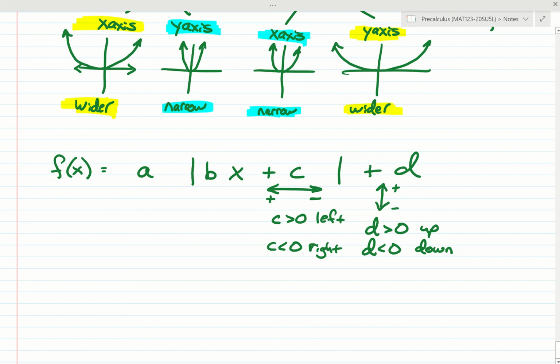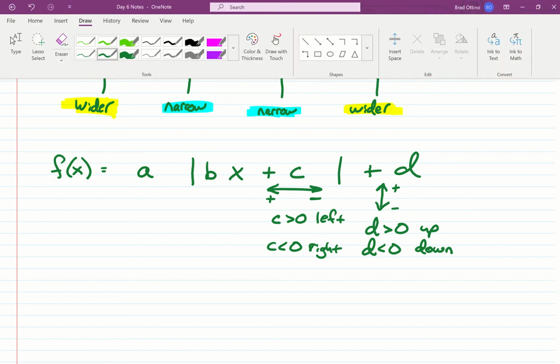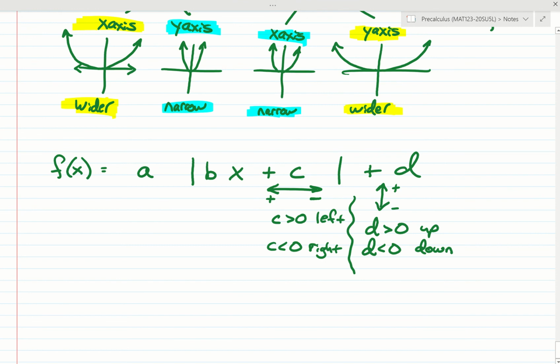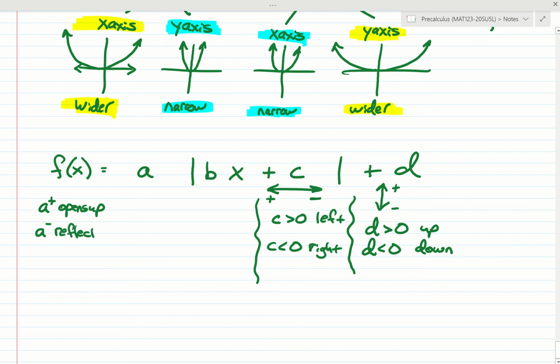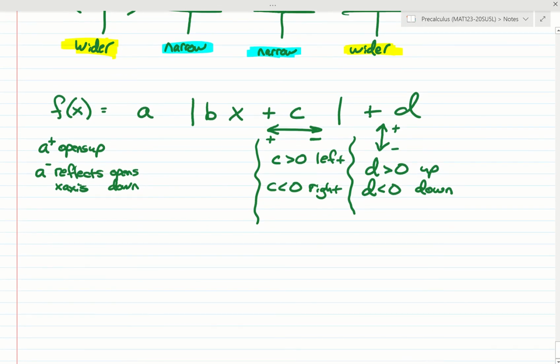Now the A and the B can get a little bit tricky. So let's start with the A. Just separate it here. If A is positive, the graph opens up. If A is negative, the graph reflects over the x-axis and it opens down. That takes care of our reflection.